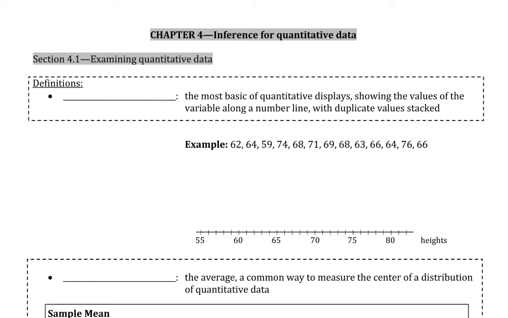This lecture will cover Section 4.1 for Introduction to Statistics, Examining Quantitative Data. There are a few definitions in this section that we would like to feel comfortable with. The first is the definition of a dot plot. A dot plot is the most basic of quantitative displays. It shows the values of the variable along a number line with duplicate values stacked.